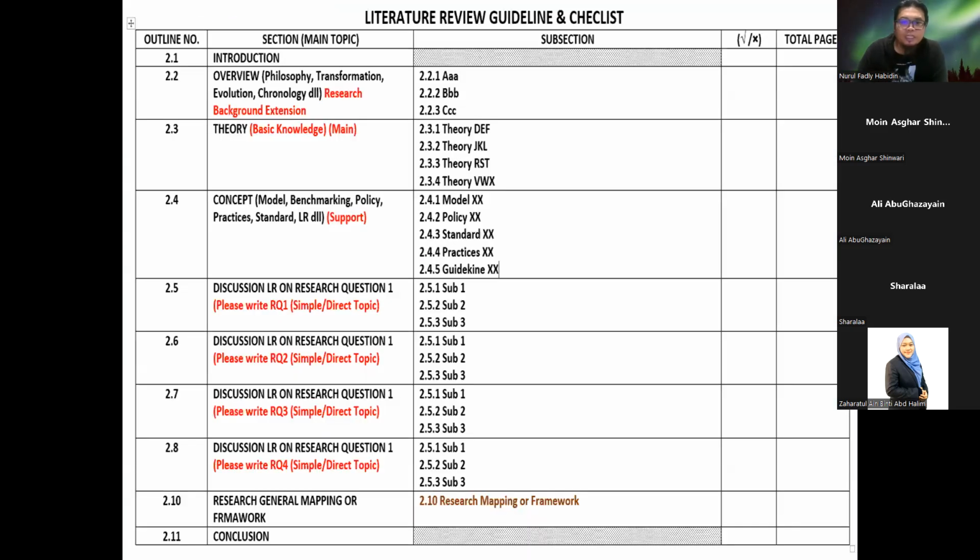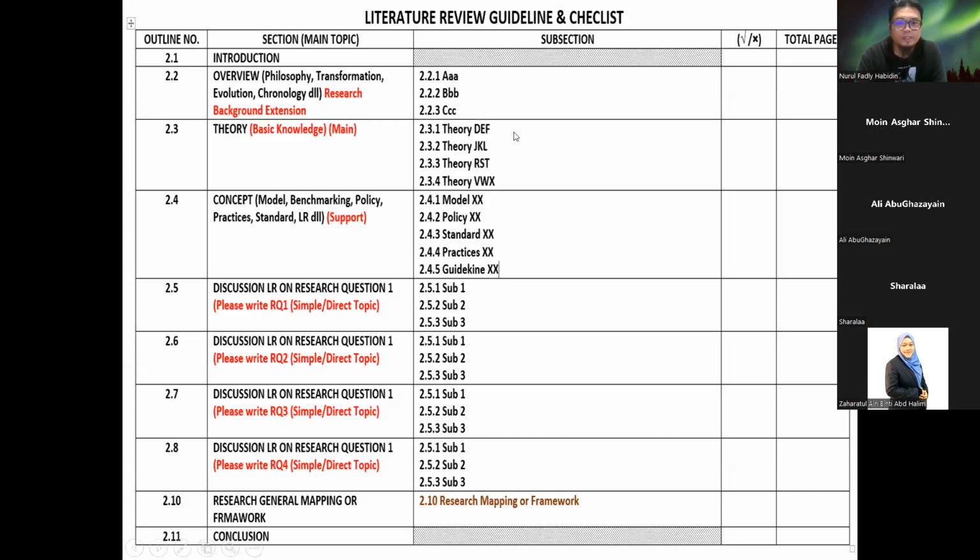Option number 3 is more suitable for qualitative research. So we start with the introduction, overview, theory, concept, and discussion of literature for research question number 1. Specifically, you write your research question number 1 and you discuss it here.